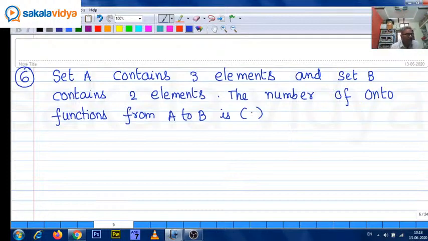Right. First option 3, second option 6, third option is 8, fourth option is 9.